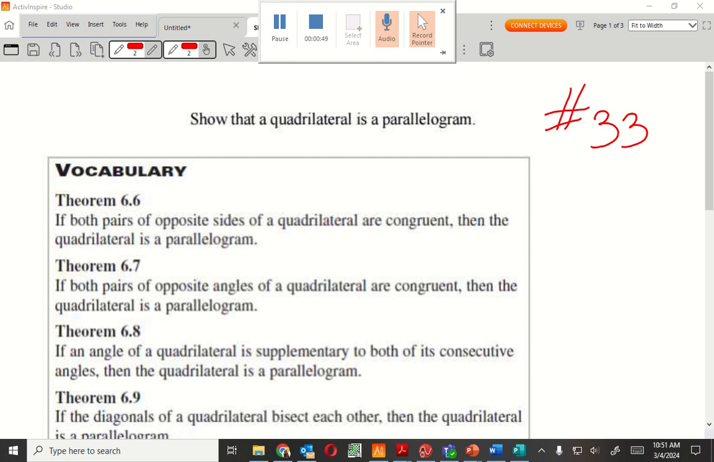Okay. So what we're going to do now is we're going to go over a lot of theorems. And you're going to reference these theorems for every single thing. So theorem 6.6. Both pairs of opposite sides of a quadrilateral are congruent. Now what does the word congruent mean? The same.